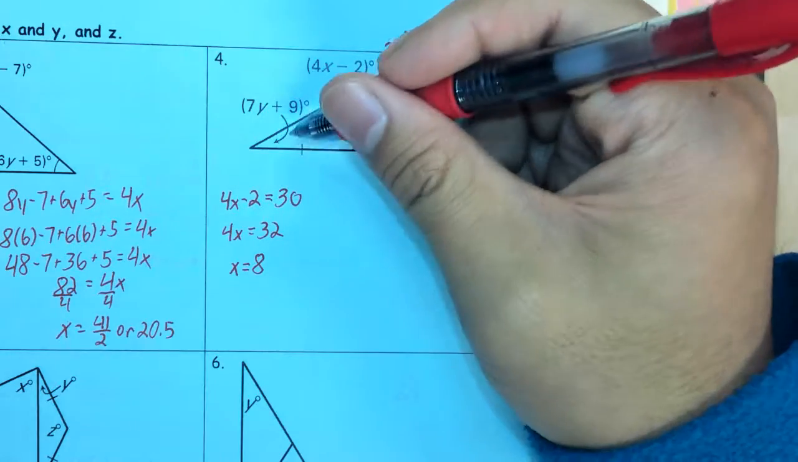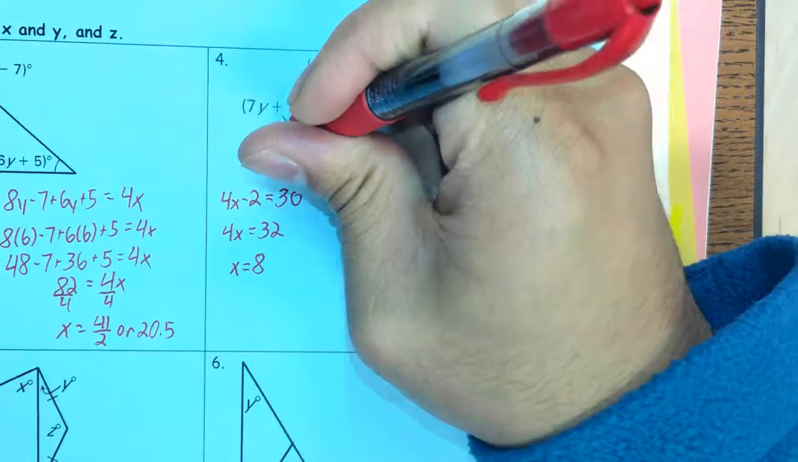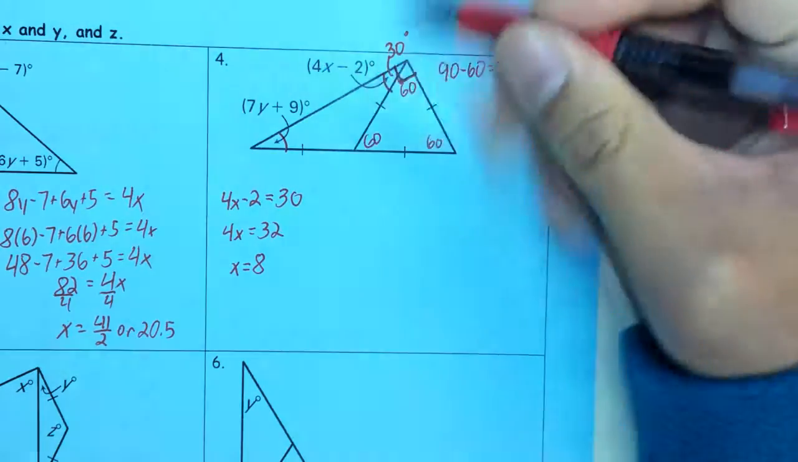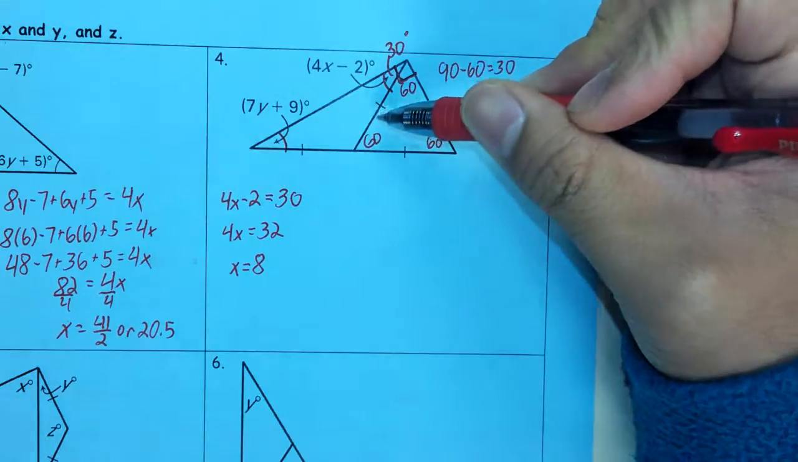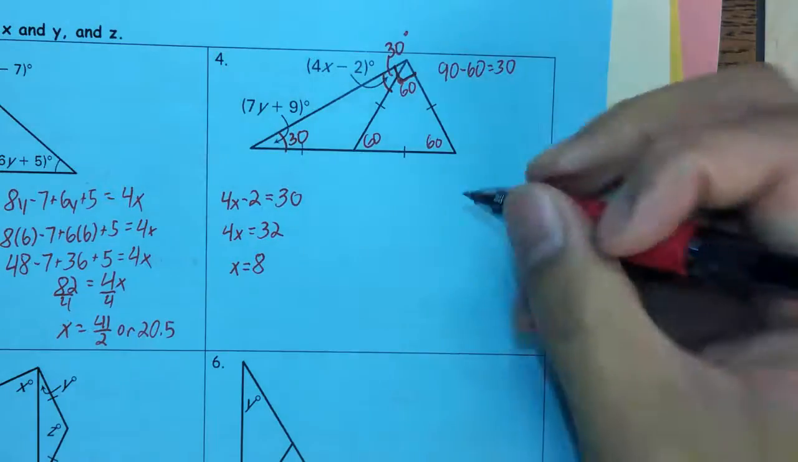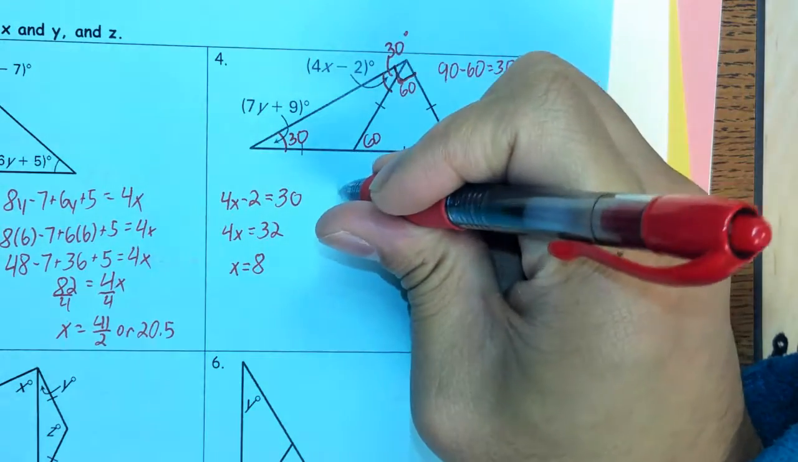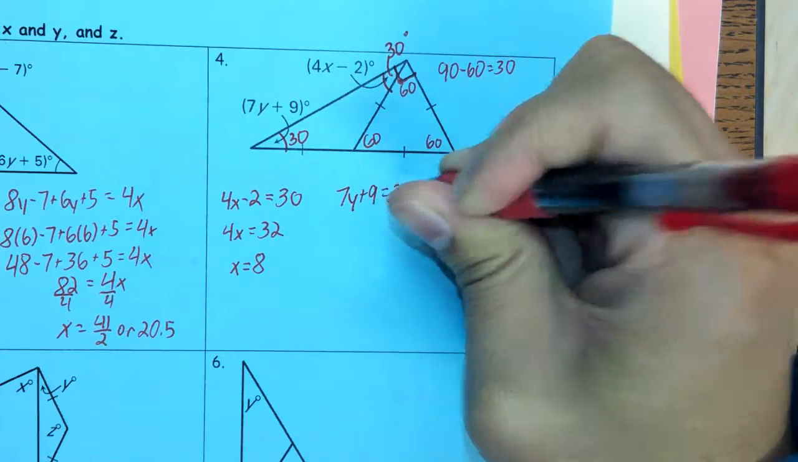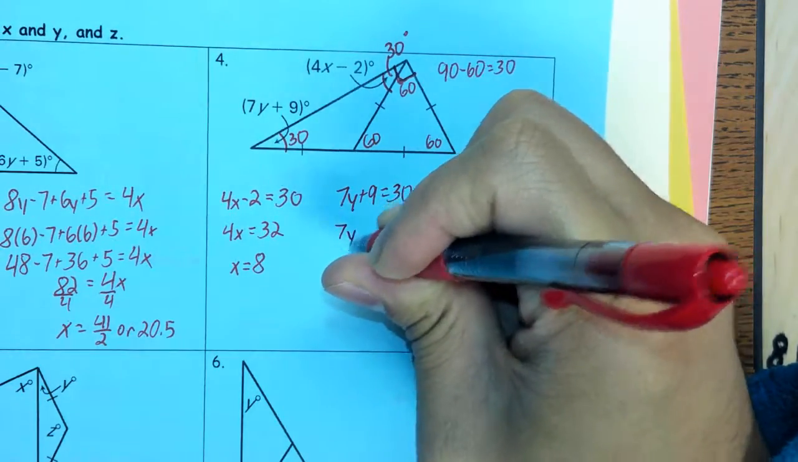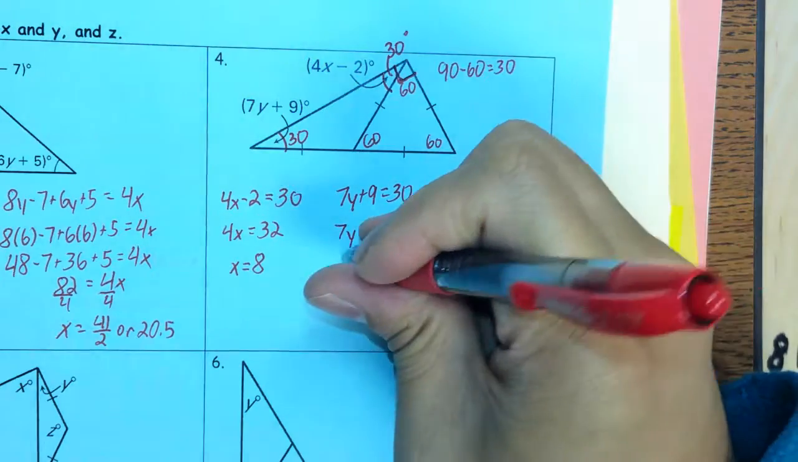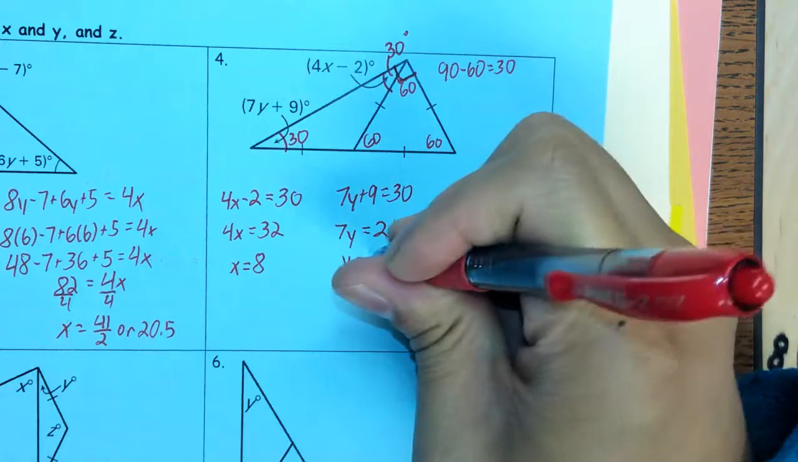Same deal with the other side for the y. If that's 30, these two angles are congruent because it's an isosceles triangle. So if that's 30, that means right here is 30. And my equation again is 7y plus 9 equals 30. Subtracting 9 from both sides, we get 7y equals 21. Divide both sides by 7, we get y equals 3.